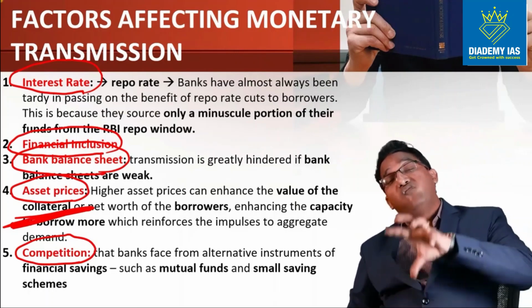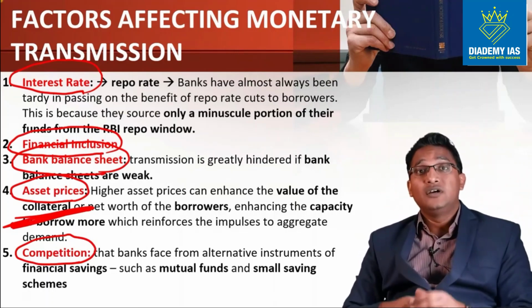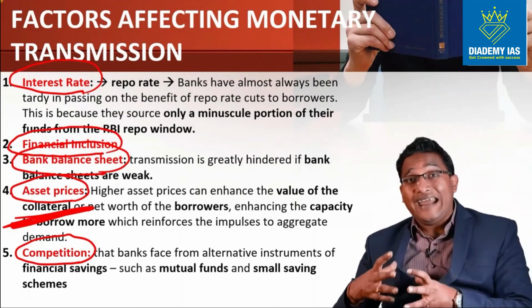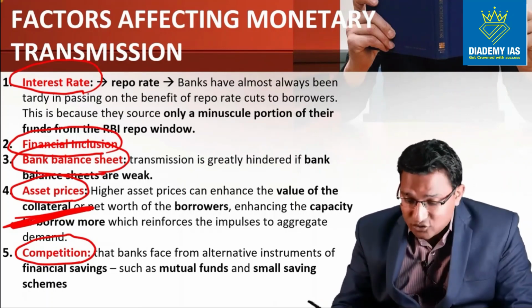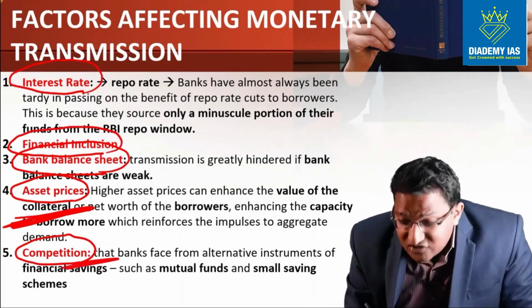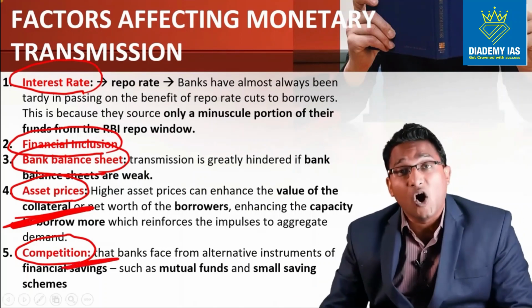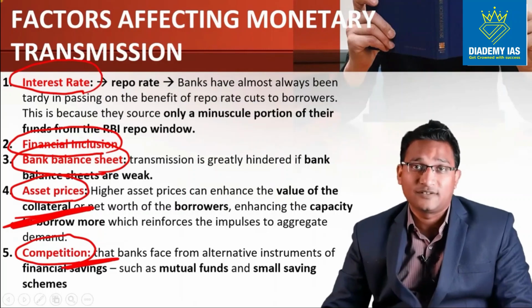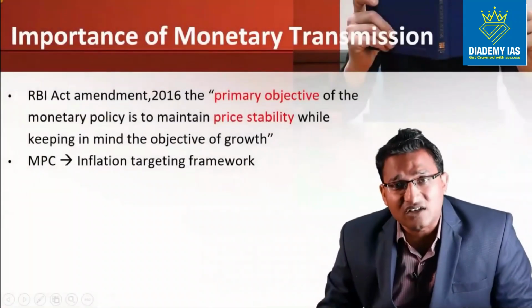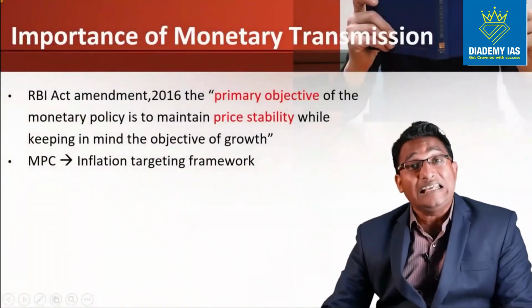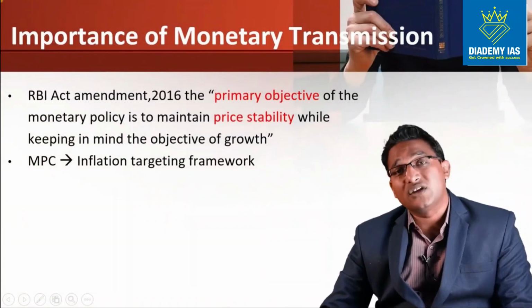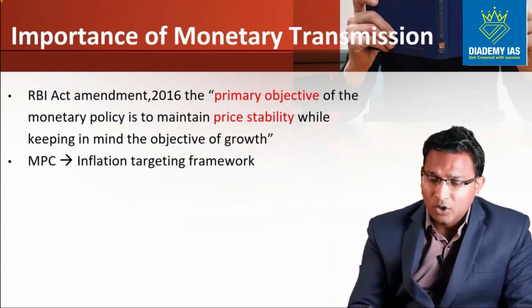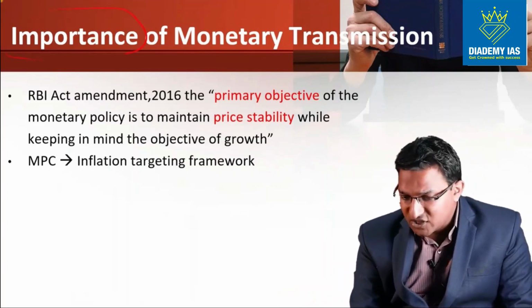So irrespective of what changes are happening in the monetary transmission, the bank has to maintain its client, and for maintaining the client, it has to face the competition, and this competition is one of the factors for deciding how much the monetary transmission will be. So these are multiple factors because of which monetary transmission is not directly happening even if the RBI is changing the repo rate, right? Now, importance of the monetary transmission.